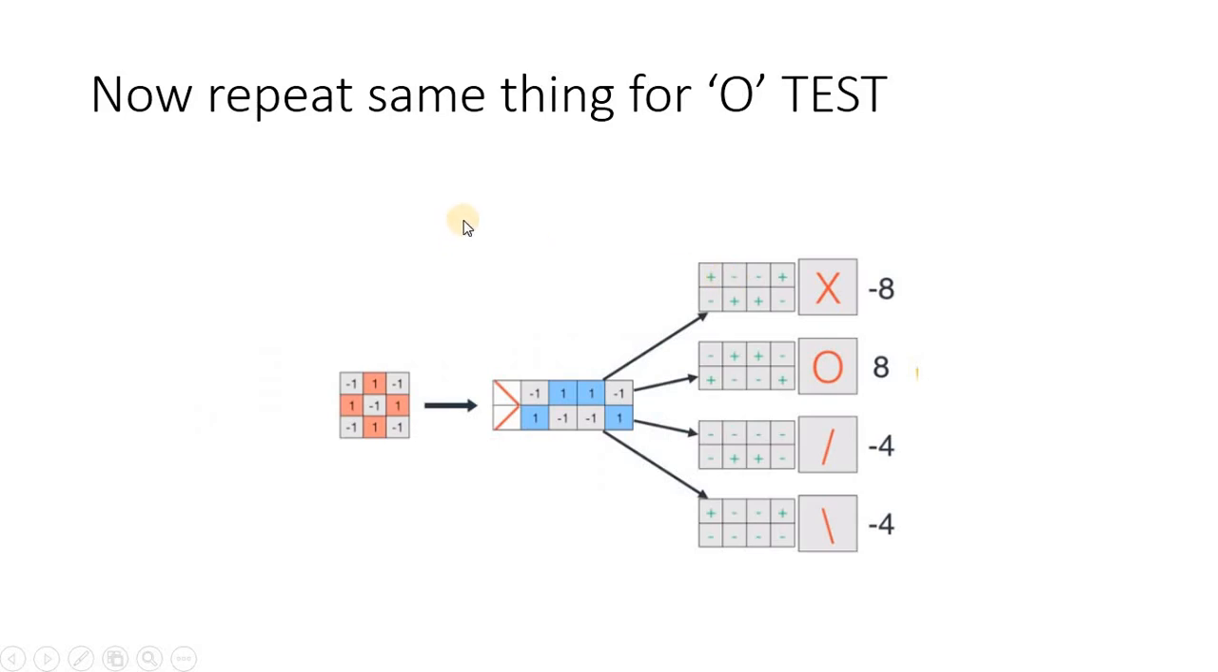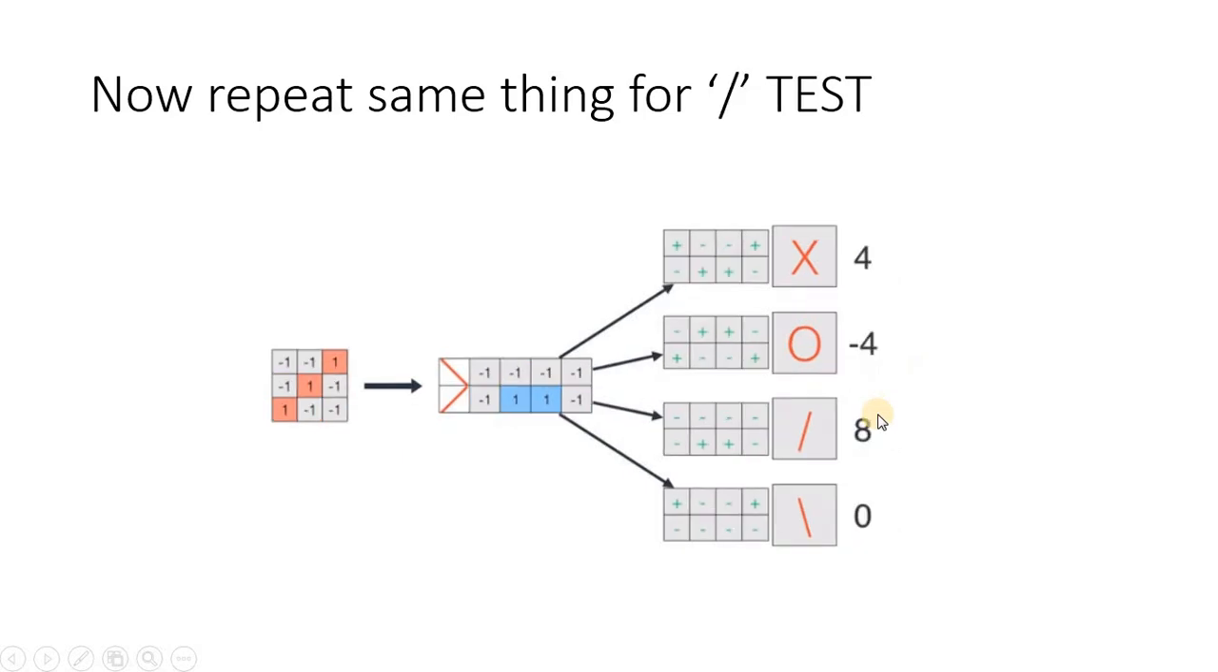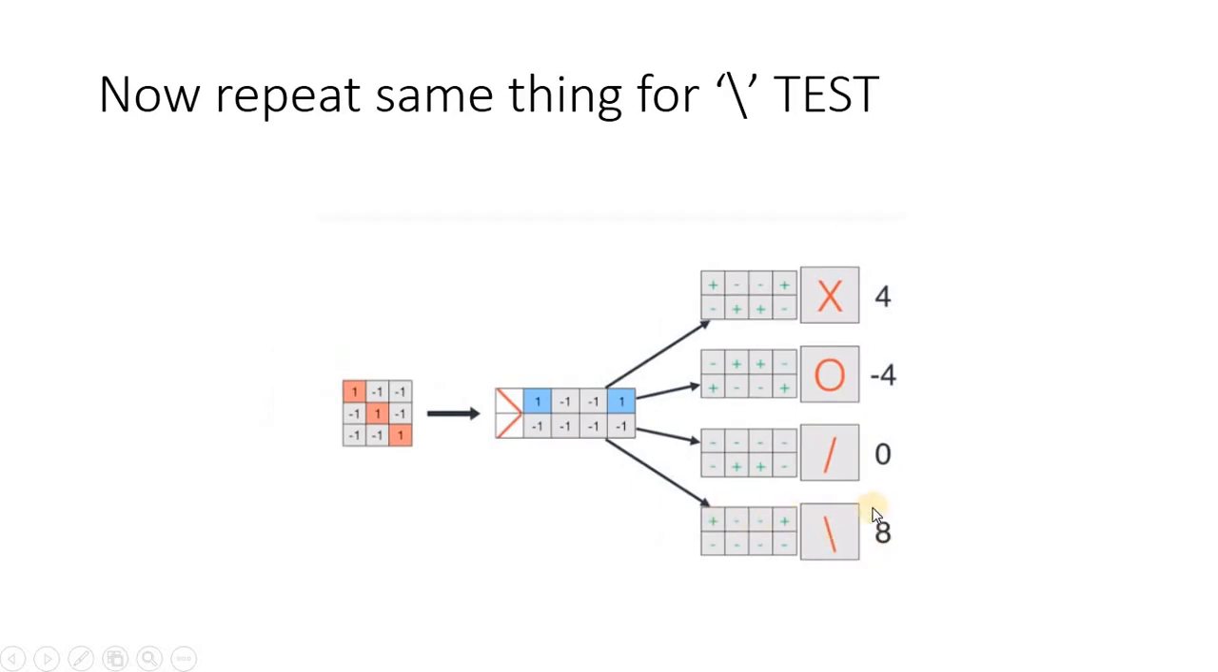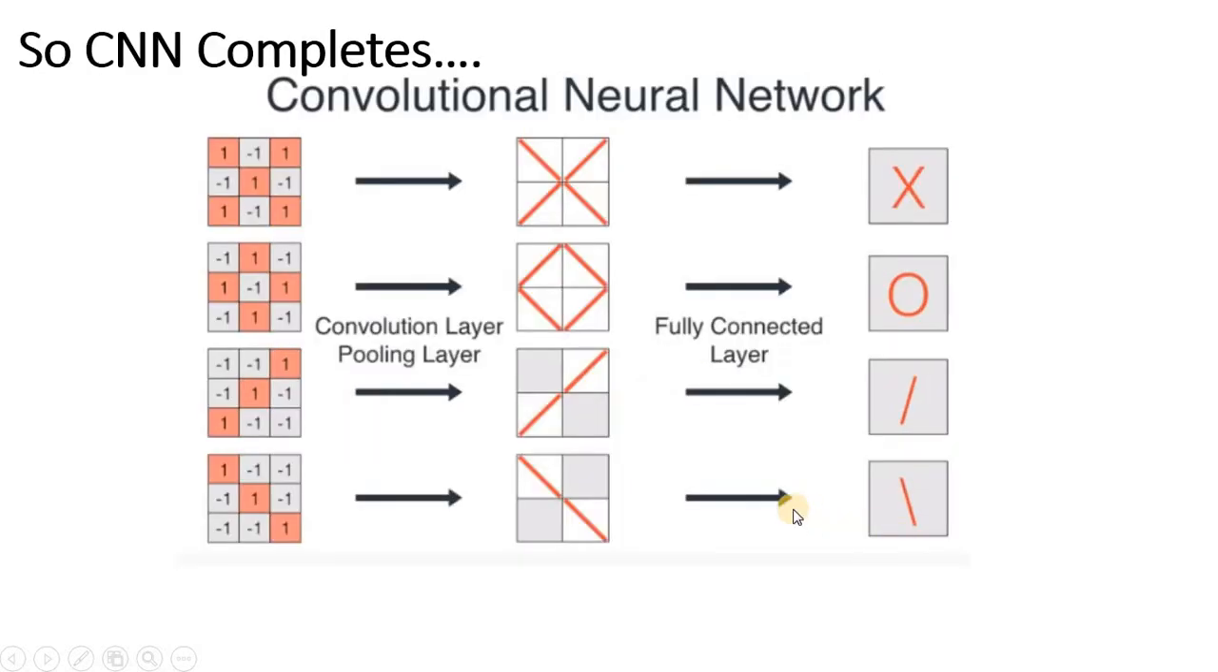Now repeat the same thing for character O. In this particular case, for the character O, you are getting the biggest number as 8. That means the filter works for O. The same thing, this filter works for forward slash. This filter works for backward slash.